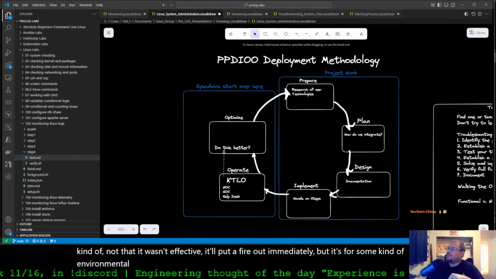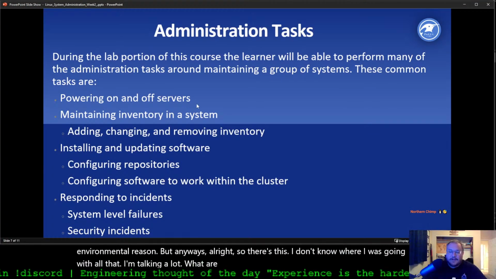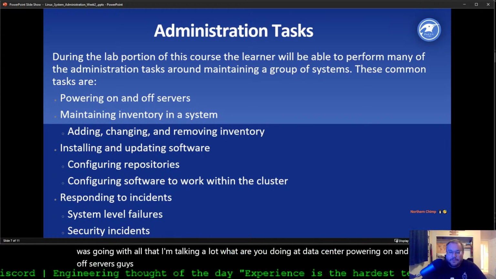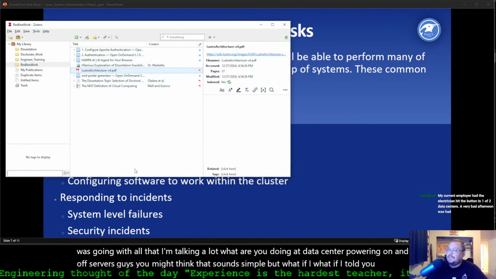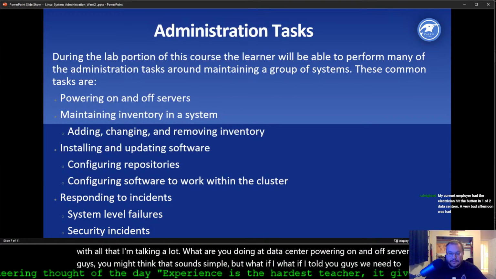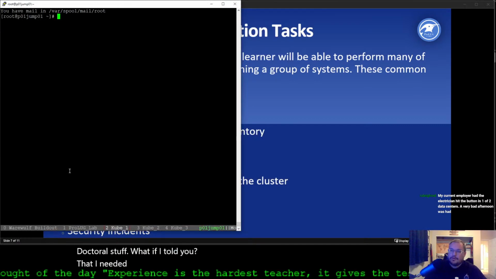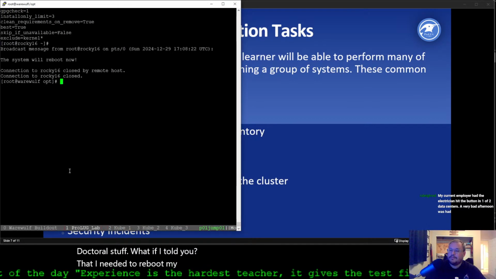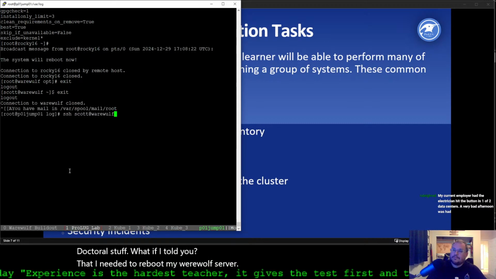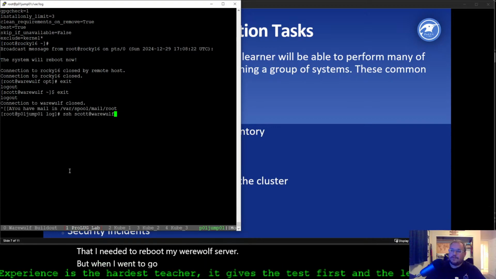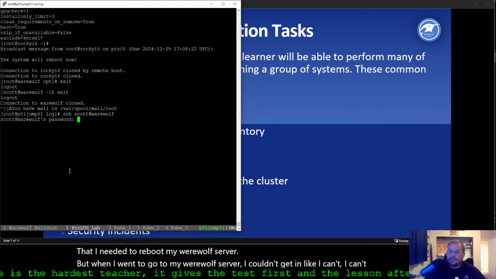But anyways, all right. I don't know where I was going with all that. I'm talking a lot. What are you doing in a data center? Powering servers on and off, guys. You might think that sounds simple, but what if I told you I needed to reboot my werewolf server, but when I went to get into it, I couldn't get in? I don't know what the password is, right?